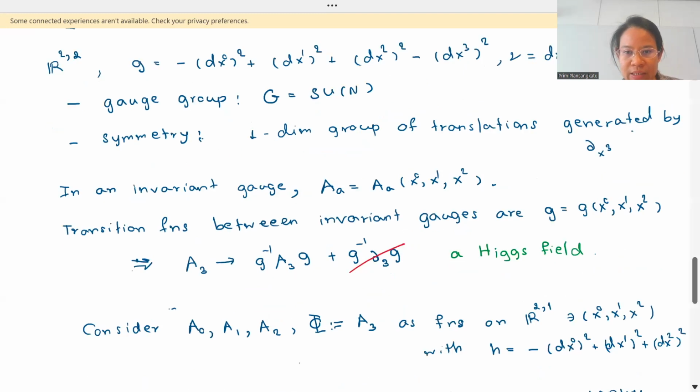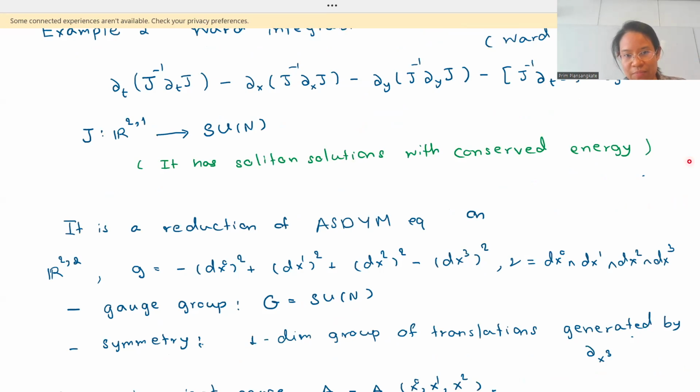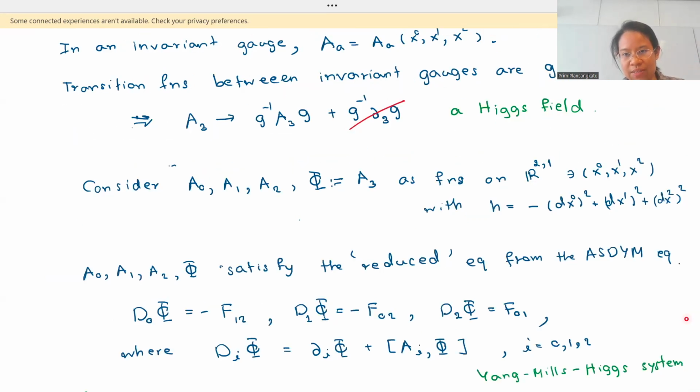And then, with this assumption of symmetry, we now consider the components A0, A1, and A2, and then A3 I would write with the symbol phi, because it is now no longer on the same footing as these, because they don't change in the same way under gauge transformations. Okay, and we look at them as functions on R^{2,1}. So they depend on three variables. And I use R^{2,1} because we have an induced metric from the four-dimensional flat metric above. So we have this induced metric.